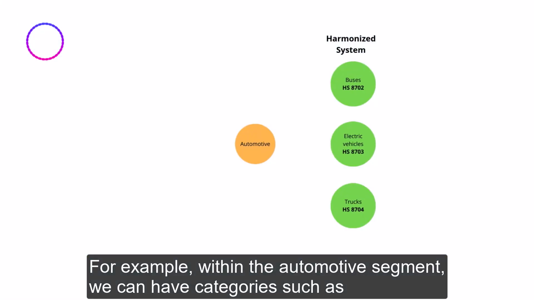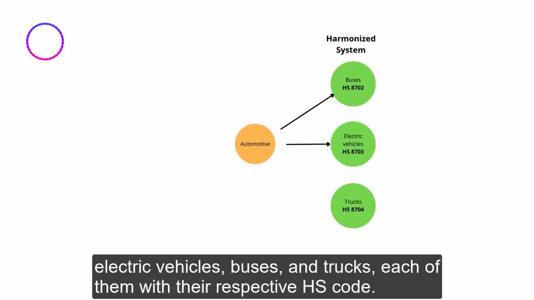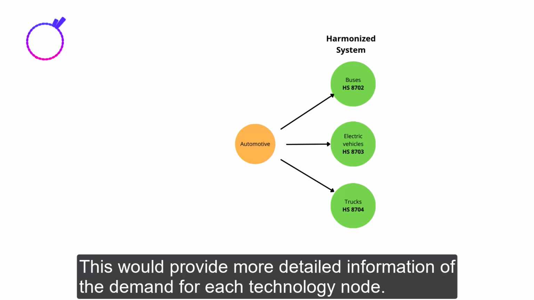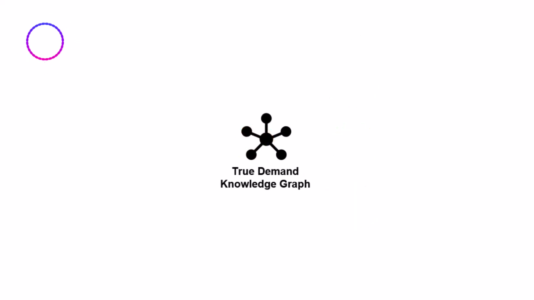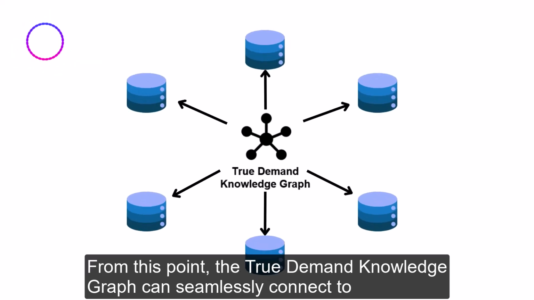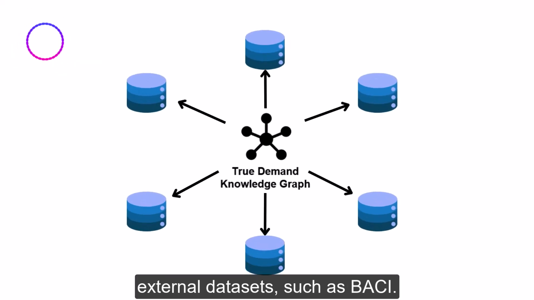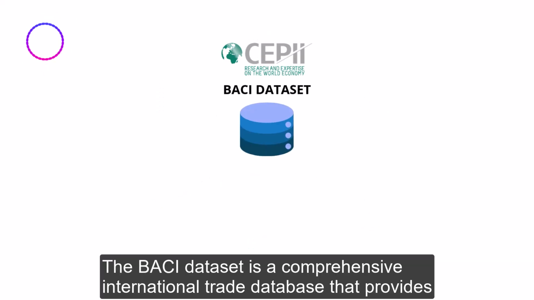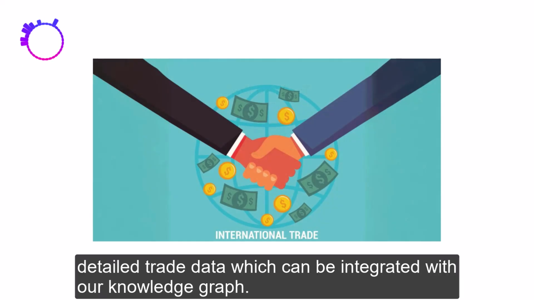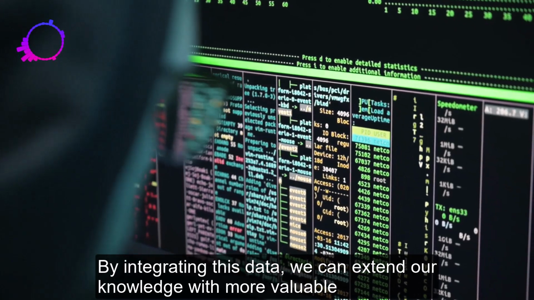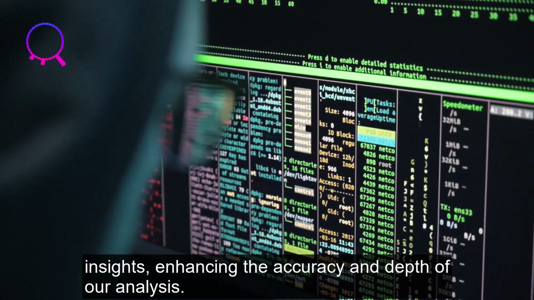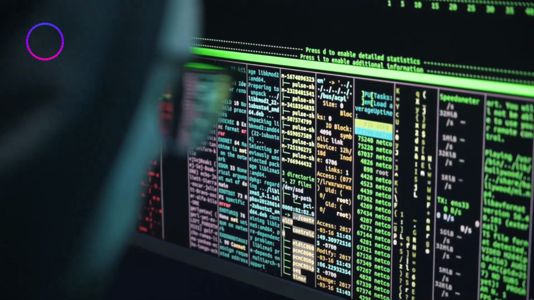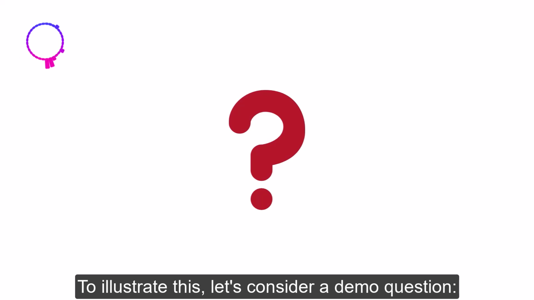For example, within the automotive segment, we can have categories such as electric vehicles, buses, and trucks, each of them with their respective HS code. This would provide more detailed information of the demand for each technology node. From this point, the True Demand Knowledge Graph can seamlessly connect to external datasets, such as Barkey. The Barkey dataset is a comprehensive international trade database that provides detailed trade data which can be integrated with our knowledge graph. By integrating this data, we can extend our knowledge with more valuable insights, enhancing the accuracy and depth of our analysis. To illustrate this, let's consider a demo question.